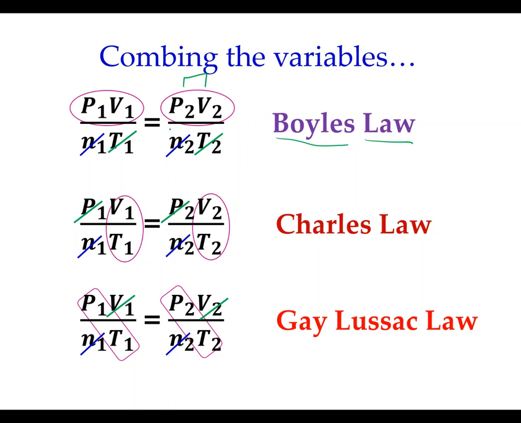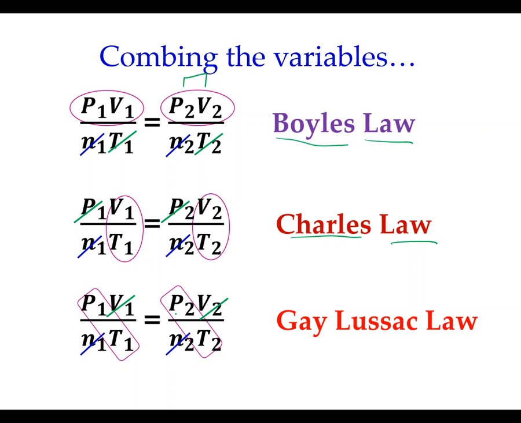But if I'm quickly trying to do a problem, I can set this up, use the combined, cross off the ones that are constant, and if pressure and volume are changing, that's Boyle's law. If the volume and temperature are changing, like this particular one, I cross off pressure and moles, well, now I have Charles' law.